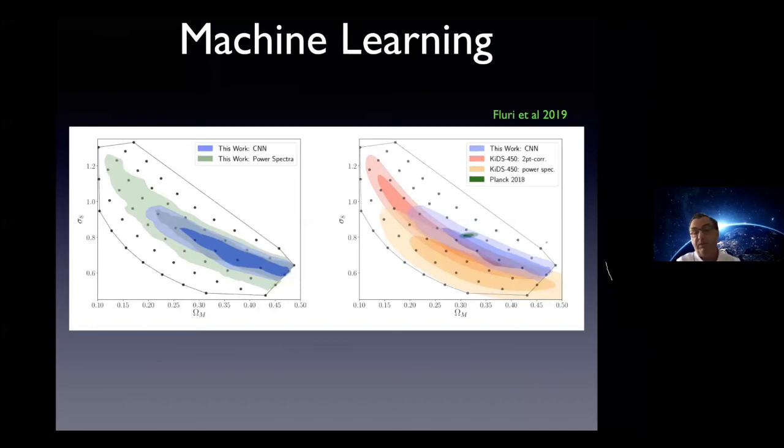Now, this we did only with 2 Lambda CDM parameters, but we're in the process of extending it to a larger number. And that can also be expanded to early universe parameters as well.